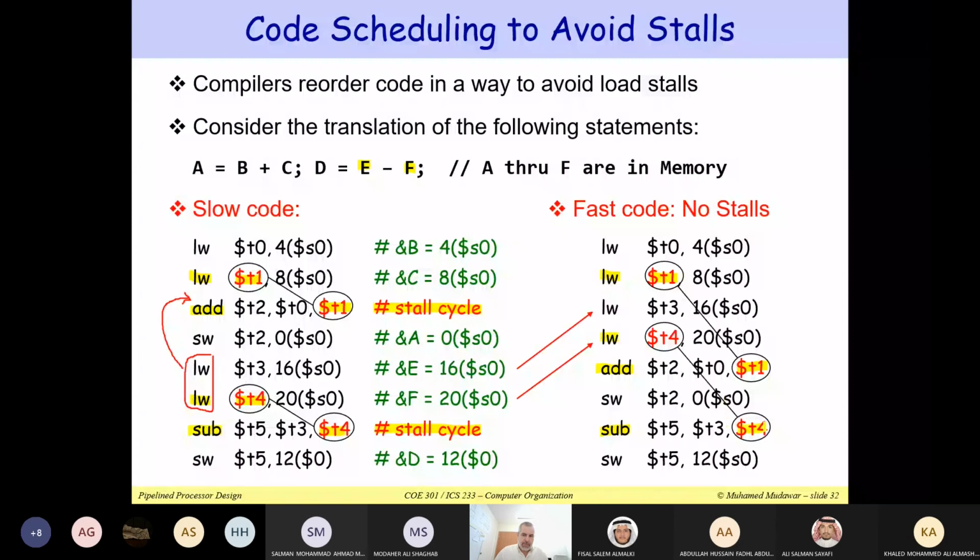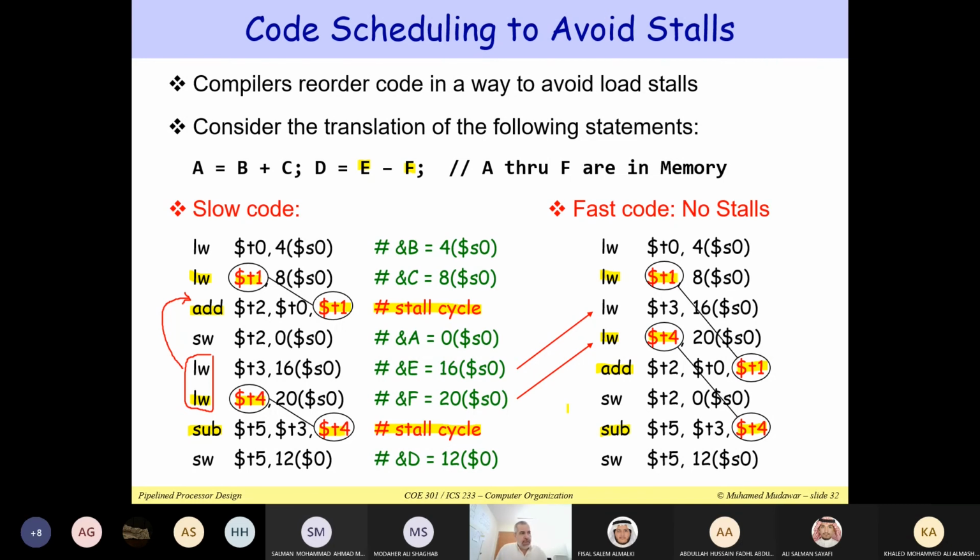Notice the value of T4 here. T4 is being read after it has been written. So we did not eliminate the data dependence, but we created a distance between these dependent instructions, and because of this, the pipeline will allow these instructions to move into the pipeline without stalling. Therefore, there are no stall cycles after rescheduling and reordering these instructions. So this is the advantage: the software can play a role.